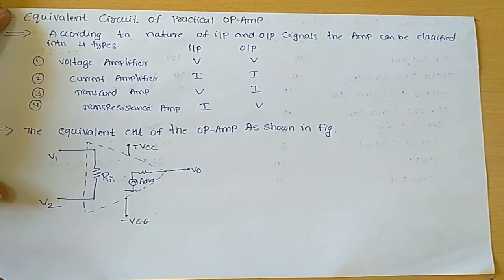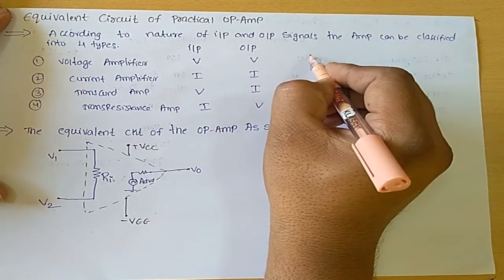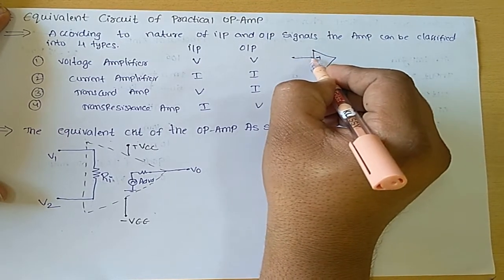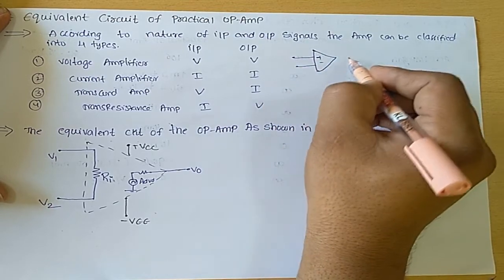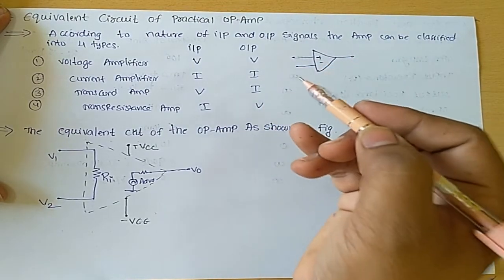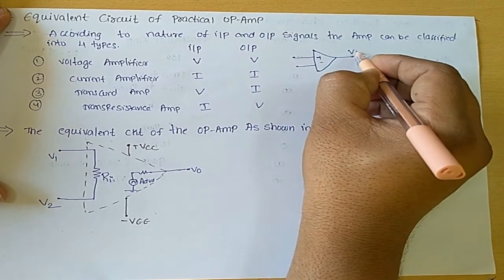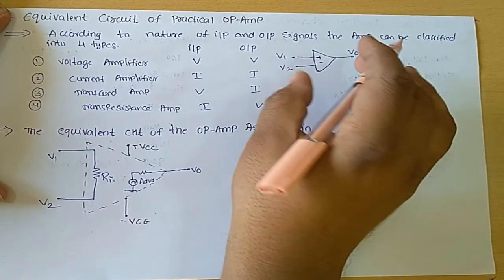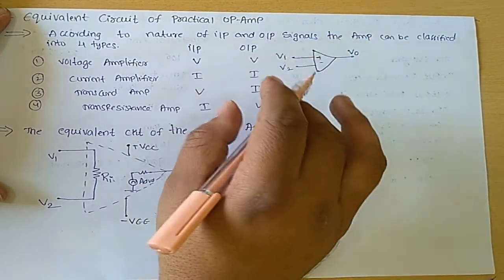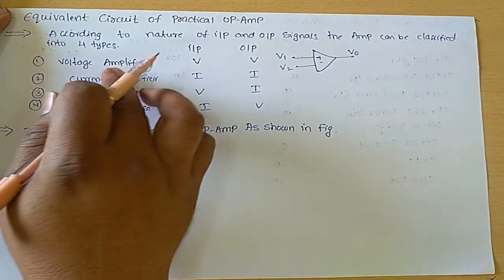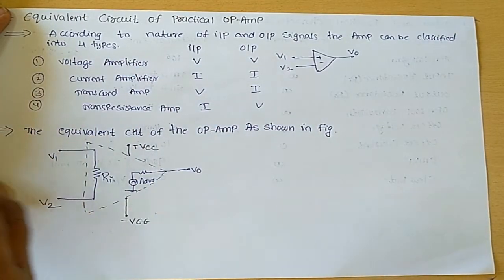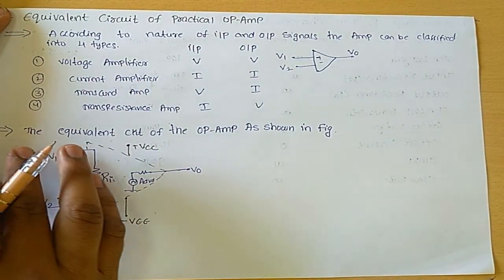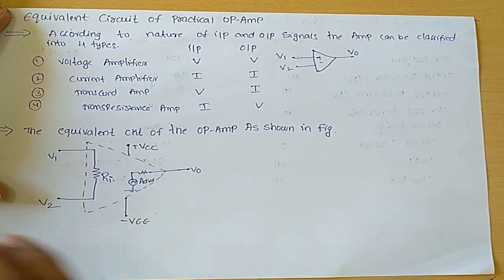Clear? Now we consider the operational amplifier. We apply the input voltages at the inverting and non-inverting terminals, and we obtain the output at the output terminal. Here both the inputs and the output are voltages. Therefore, we consider this operational amplifier a voltage amplifier. Now we draw the equivalent circuit of the operational amplifier, which is shown in the figure.